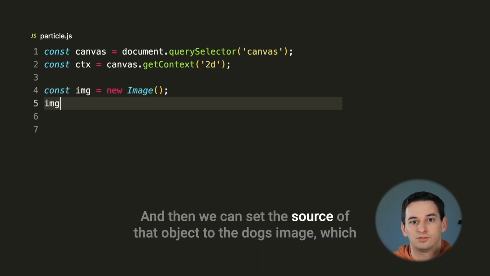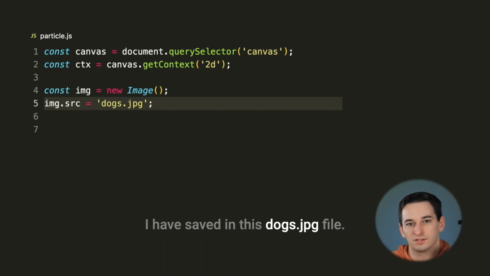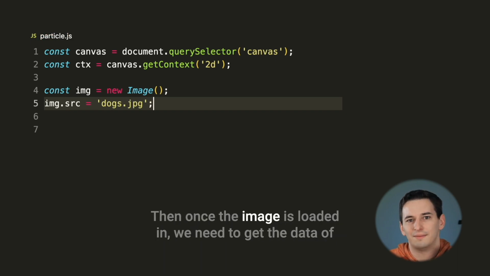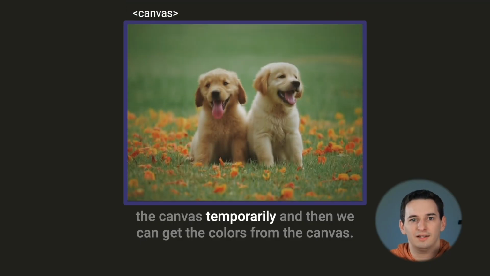And then we can set the source of that object to the dog's image, which I have saved in this dogs JPEG file. Then once the image is loaded in, we need to get the data of what colors are at each location in the image. The best way to do this that I know of is to first just add it to the canvas temporarily, and then we can get the colors from the canvas.